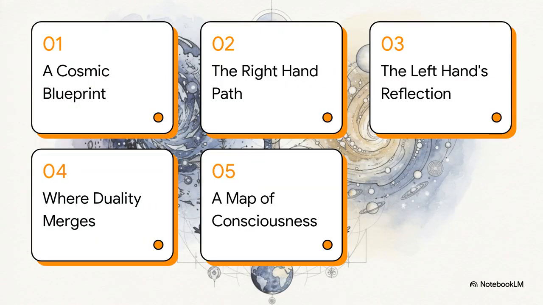All right, here's how we're going to break this all down. First, we'll look at the cosmic blueprint itself. Then we'll follow what's called the right-hand path. After that, we'll see how just one tiny change creates its mirror image in the left hand. Then, and this is the cool part, we'll find the exact point where that duality just melts away. And finally, we'll see how it all comes together into one complete map of consciousness.